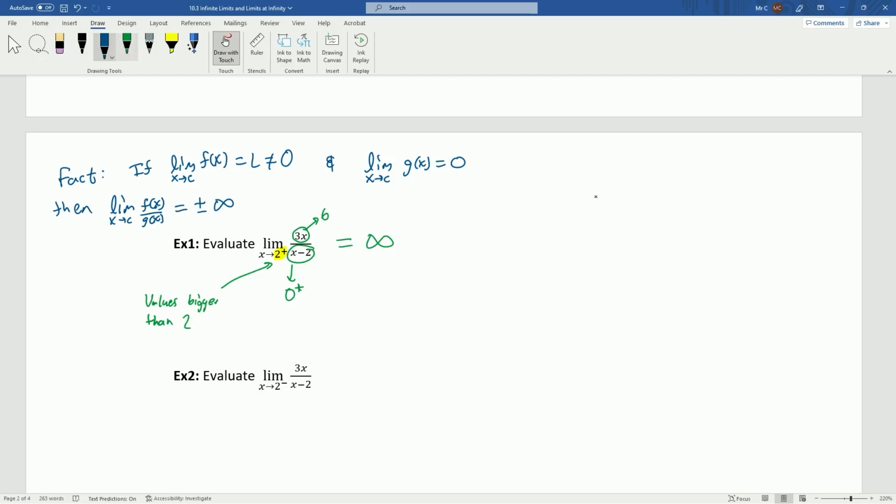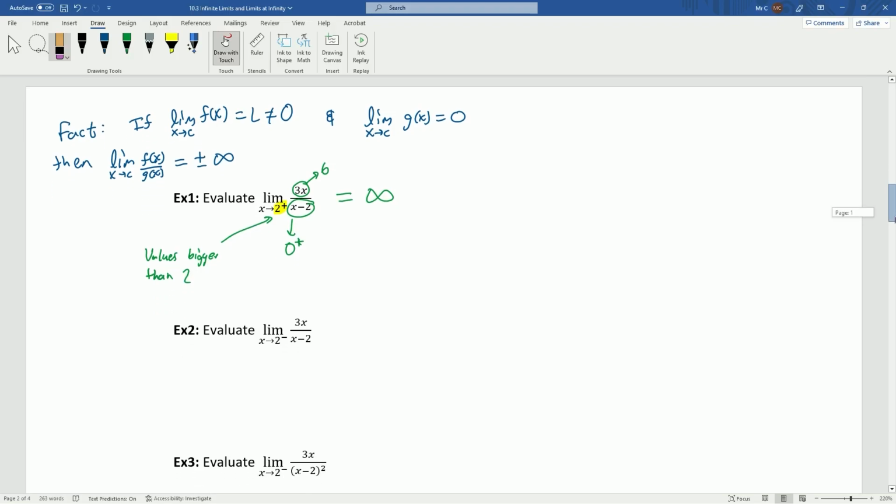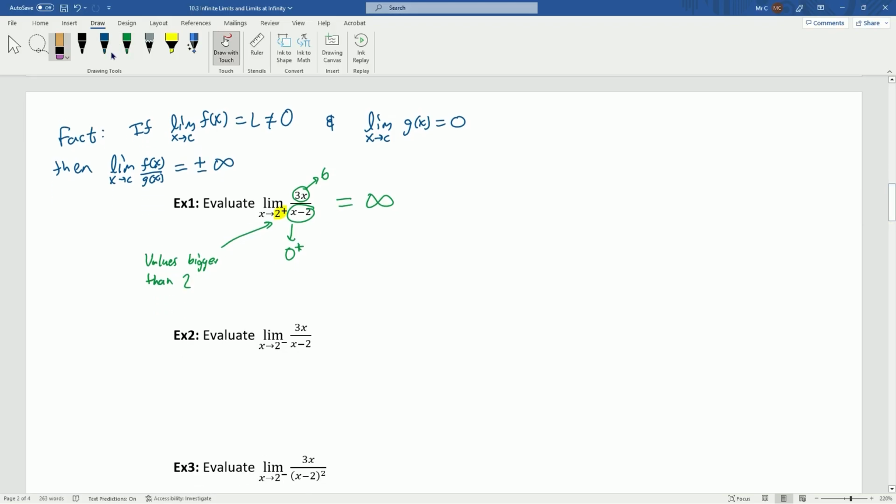Now, one thing I do want to point out, I do not ever want to see anybody write equals 6 over 0 from the right, because you cannot divide by 0. These functions are undefined here. So I don't want to see equality. If you draw a little arrow that says this goes to 6, this goes to 0 from the right, that's fine. But don't say equals something divided by 0. That doesn't really make sense. I consider it a big-time abuse of notation. So be careful about that. It can cause some confusion.